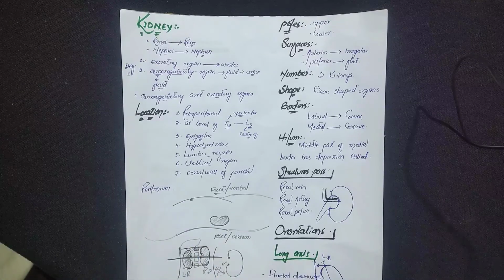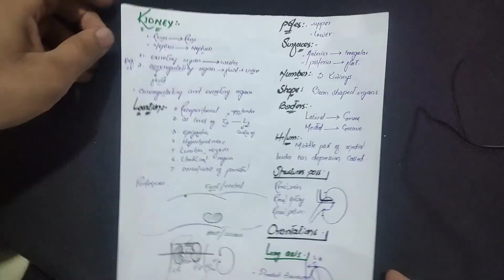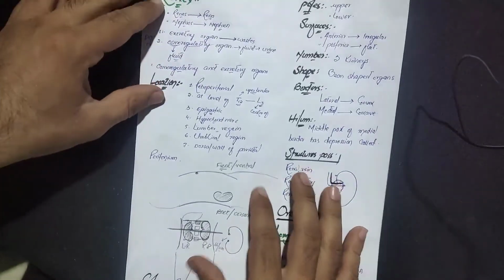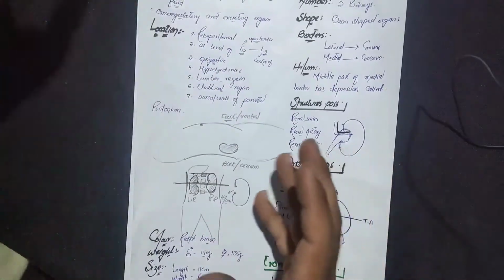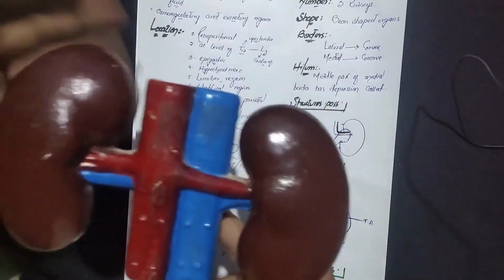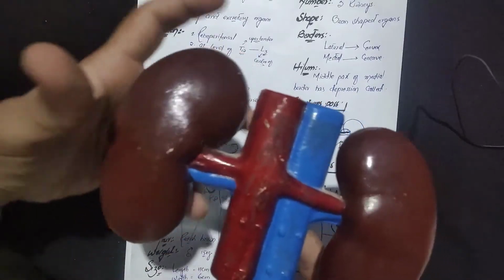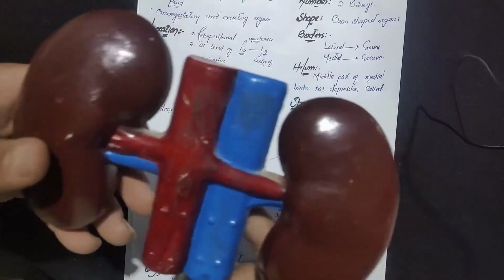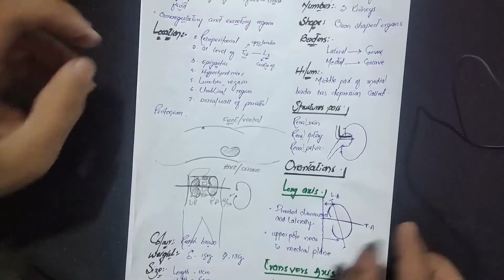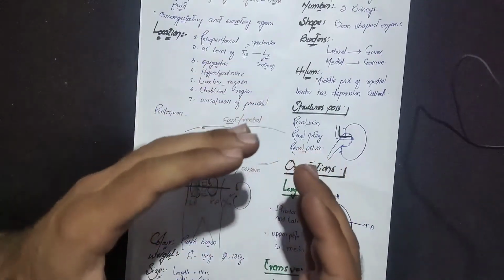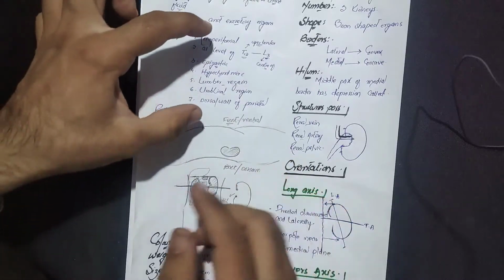Friends, we are discussing the anatomy of the urinary system. This was our previous lecture, the second lecture about the kidney, the external features of the kidney: if we have a kidney in our hand, what we can see and say about the kidney by gross examination. Now in this lecture we are going to discuss the location of the kidney.